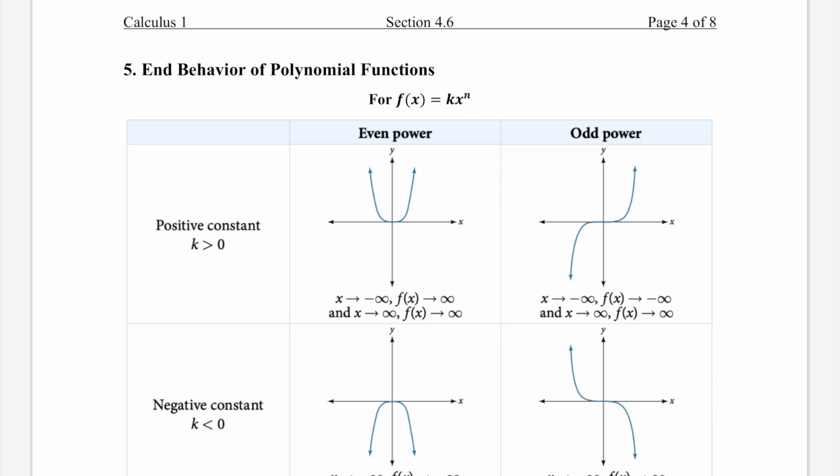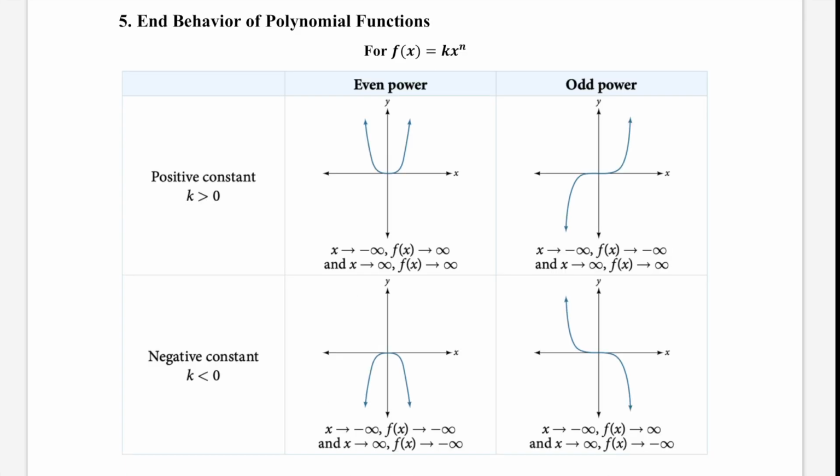The end behavior of a polynomial depends on two things. First, the degree, whether it's even or odd. Second, the leading coefficient, whether it's positive or negative. Let's go through all possible situations.